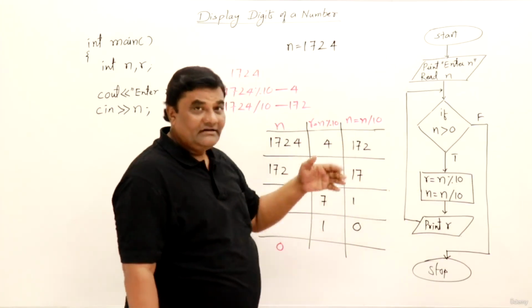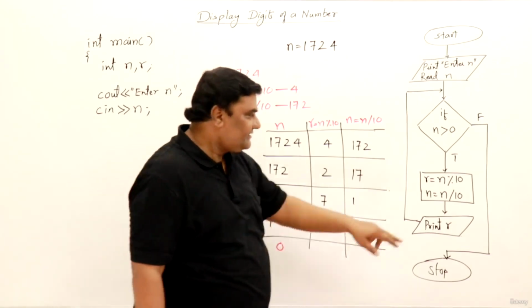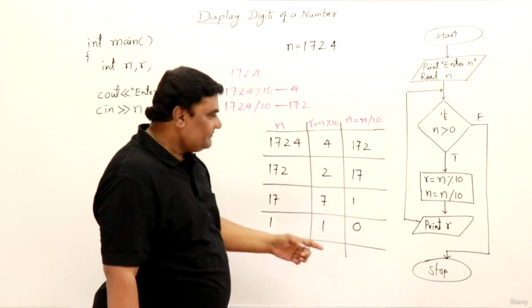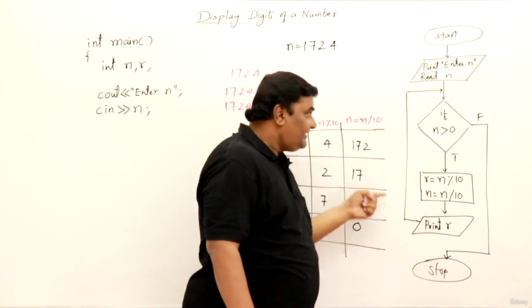Divide the number by 10. Reduce it by removing the last digit. Reduce the number. Then these numbers we want to print them. So print the number. After printing, continue.